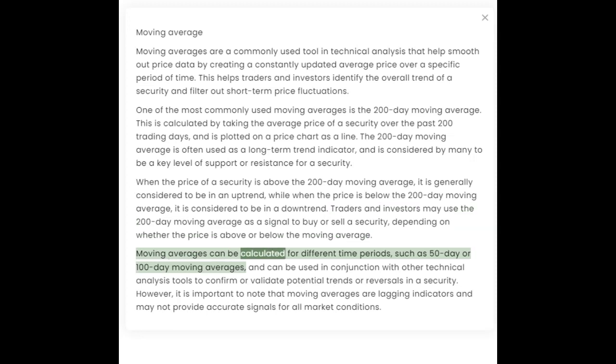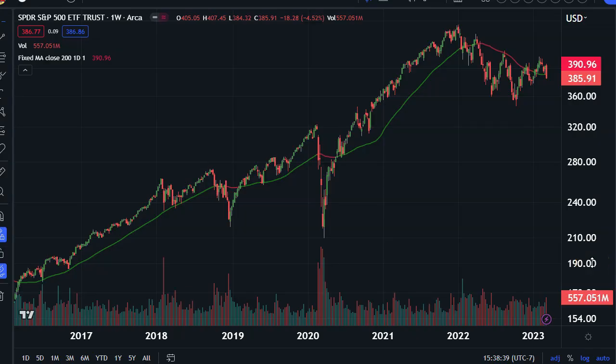Moving averages can be calculated for different time periods, such as 50-day or 100-day moving averages, and can be used in conjunction with other technical analysis tools to confirm or validate potential trends or reversals in a security. However, it is important to note that moving averages are lagging indicators and may not provide accurate signals for all market conditions.